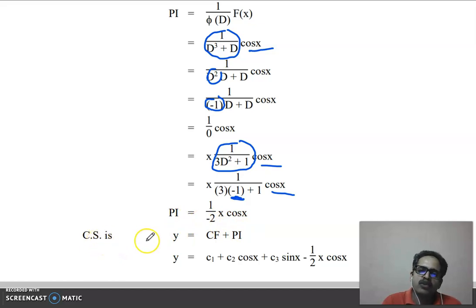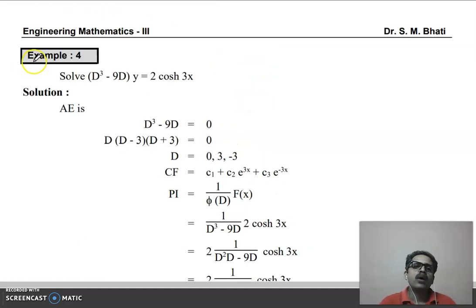And the complete solution is y is CF plus PI. Now you put the value of CF and put the value of PI here, and this actually forms solution for the given linear differential equation with constant coefficients. Let's solve fourth example.